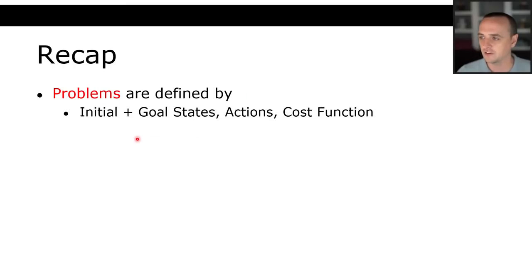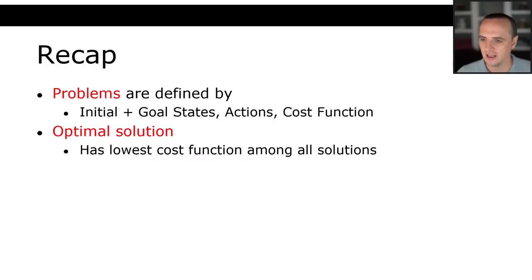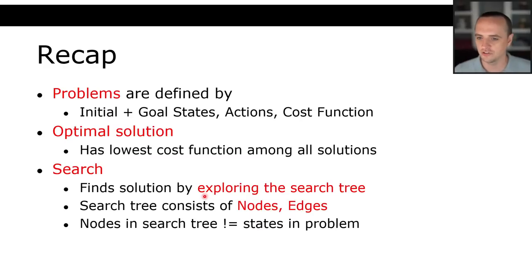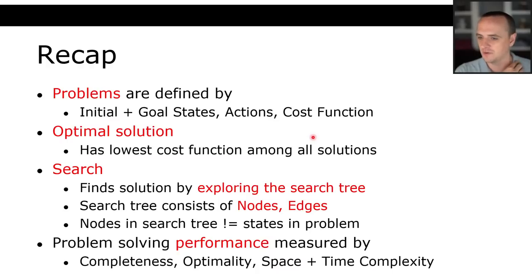Just as a recap of what we've done so far to keep you up to speed. Problems are defined by the initial and goal states, the actions, and the cost function. An optimal solution has the lowest cost among all possible solutions. Search finds solutions by exploring the search tree. The search tree consists of nodes and edges. Nodes in the search tree are different from states in the problem. And problem-solving performance is measured by completeness, optimality, and space and time complexity. Now, I know that's a lot to dump on you, but that's what studying is for, to go through all of this and recap it. But so far, it's been pretty intuitive.